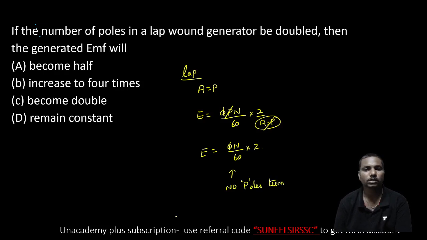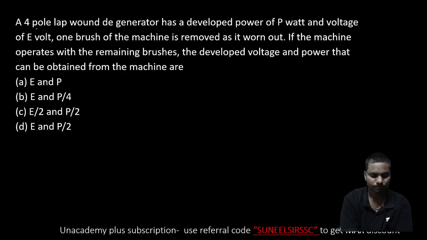So if you increase or decrease the poles, it does not depend upon the poles. So we can say it remains constant. It remains constant. Okay, so the answer is option D. Coming to the next question, guys.